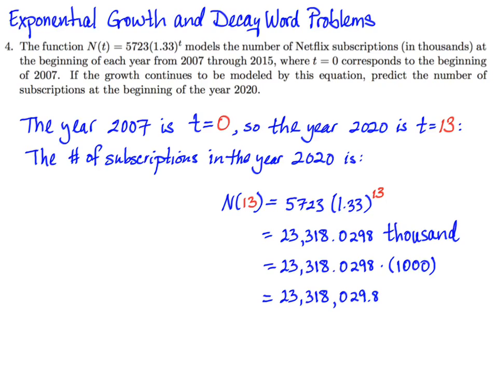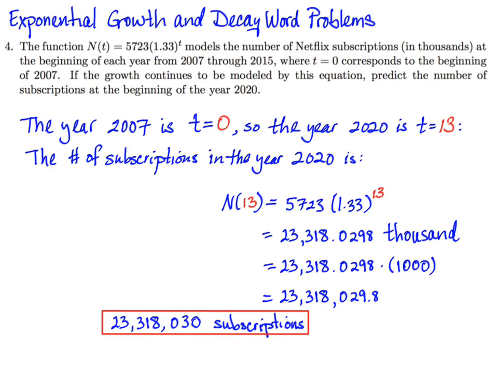Now I have to remind myself that in this problem, this number represents the number of Netflix subscriptions. Does it make sense to have 8/10 of a Netflix subscription? I think not. So we definitely need to round to the nearest whole number, just because it doesn't make sense to have a decimal in this situation. So we're going to round it up, instead of 29.8, it's going to be 30. So it's going to be 23,318,030 Netflix subscriptions. Okay, so that one was clearly an exponential growth problem. That is a function that was increasing.